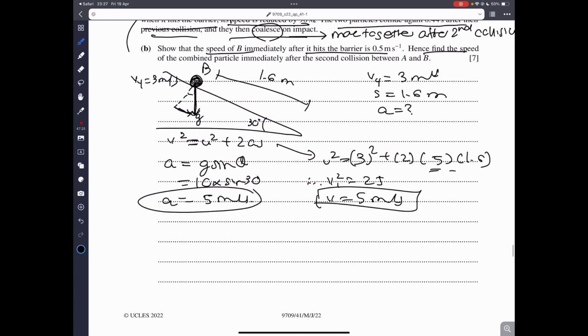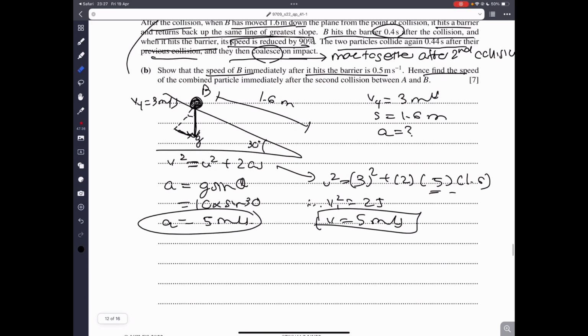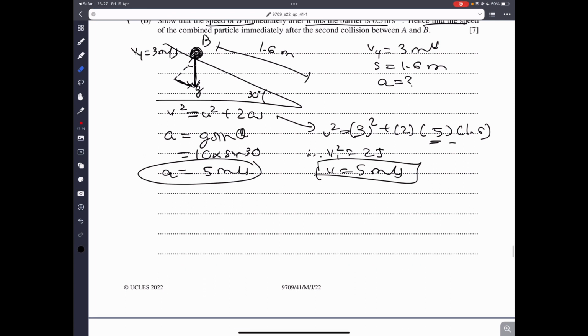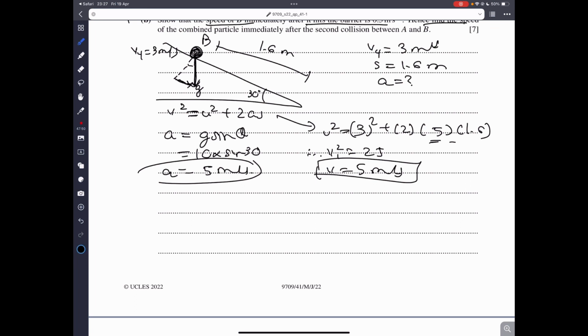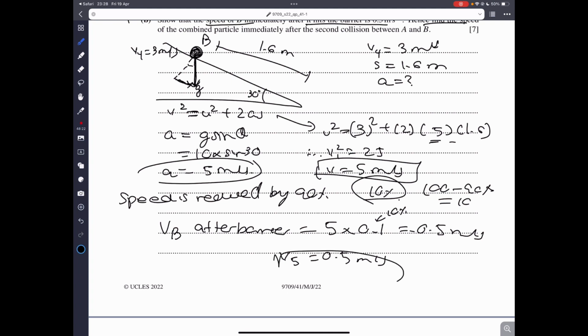So this 5 meters per second is actually the speed of B. However, after the collision, its speed is reduced by 90%. This means that your total value would only be 10%, so 100 minus 90 is equal to 10. So the speed of B after hitting the barrier is equal to 5 times 0.1, which is basically 10%. This gives us 0.5 meters per second. So V5 is 0.5 meters per second after it hits this barrier.